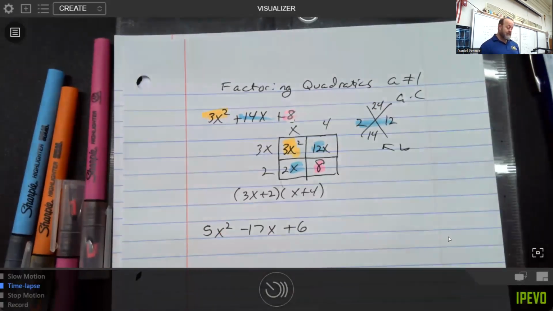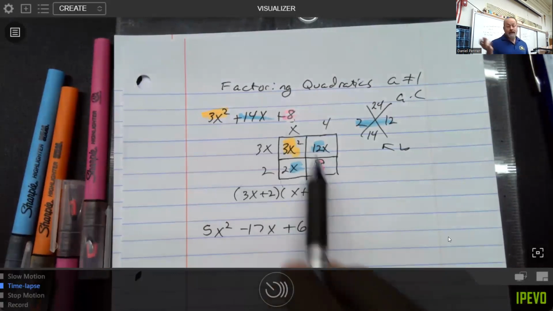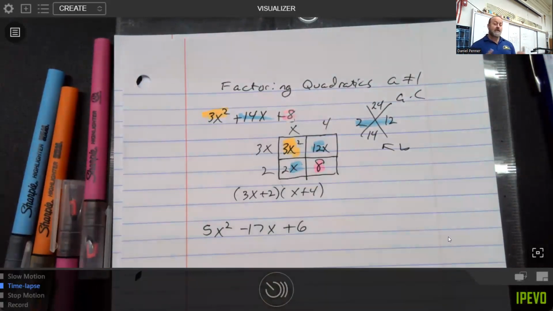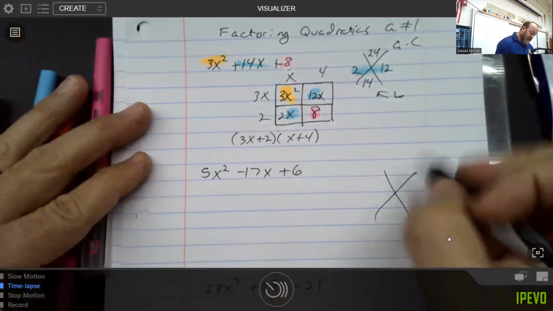So I have those building blocks, and I can see this is 3x squared plus 14 and 8. So we have it already checked in the process that we actually wrote that up. Okay, problem number 2. We're only going to do 3 on this one.